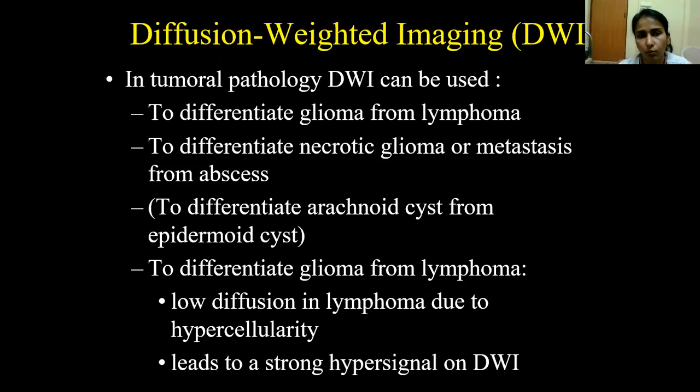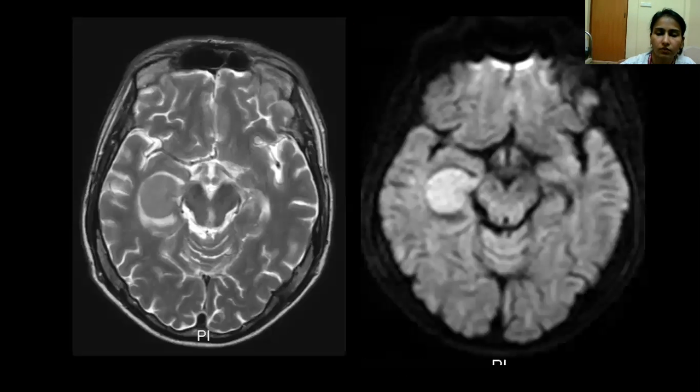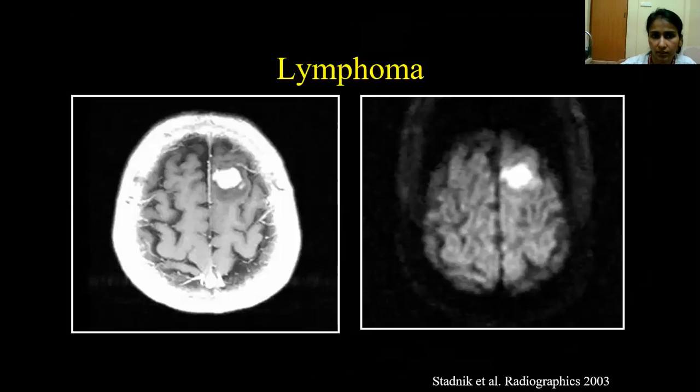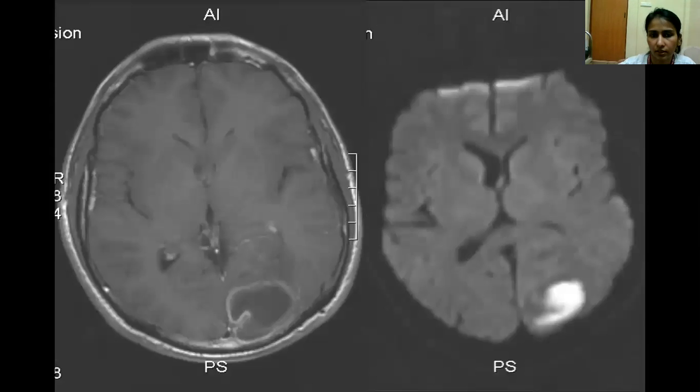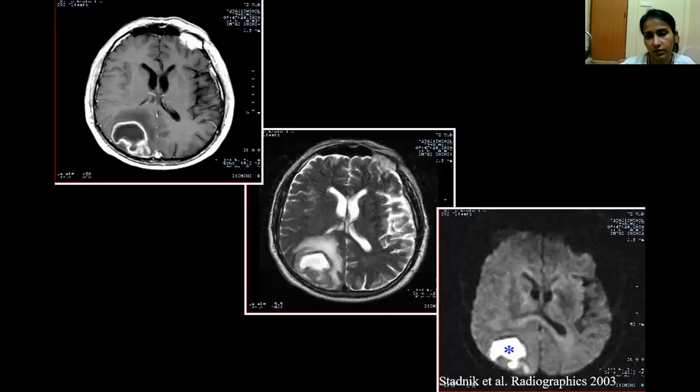Now, DWI, why do we use DWI? To differentiate glioma from lymphoma, to differentiate necrotic glioma or metastasis from abscess, and to differentiate arachnoid cyst from epidermoid cyst. For example, in lymphoma, there is low diffusion because of hypercellularity. The diffusion restriction is seen as a strong hypersignal on diffusion weighted imaging. Again, this is an enhancement on diffusion weighted imaging.